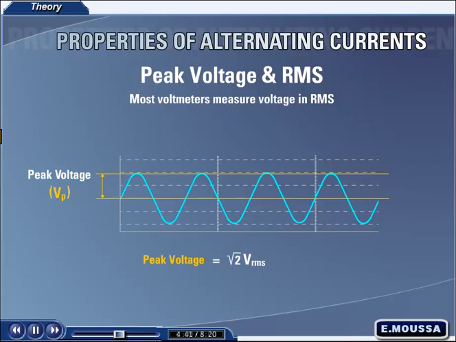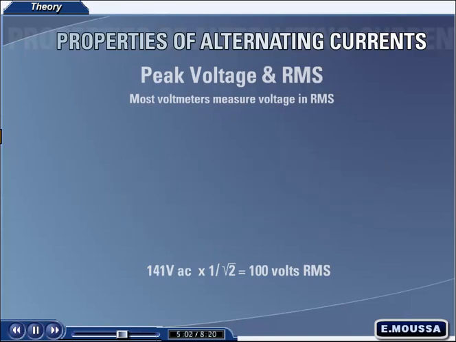The RMS value of an AC waveform, when applied to a purely resistive load, will raise the temperature of that load to the same temperature as would a DC voltage of the same magnitude. This means that a 141 volt peak AC sine wave has the same heating effect on a pure resistive load as would 100 volts DC. Frequency.